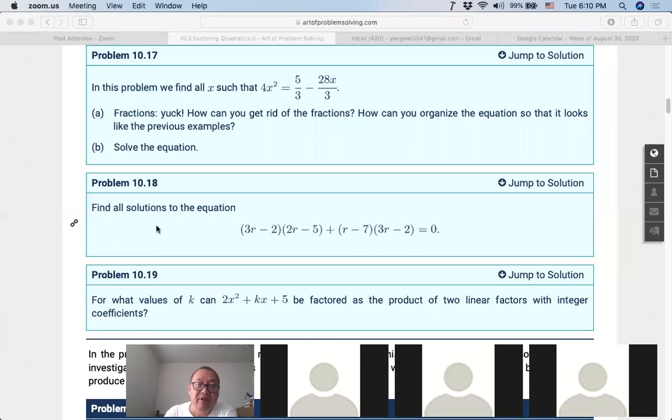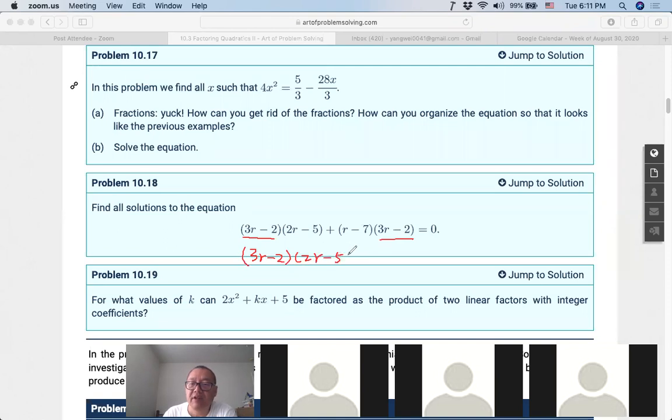10.18. Find all solutions to the equation (3r minus 2)(2r minus 5) plus (r minus 7)(3r minus 2). So this one, they have the common factor, this. Then we can take this common factor out. We can get this one have 2r minus 5.